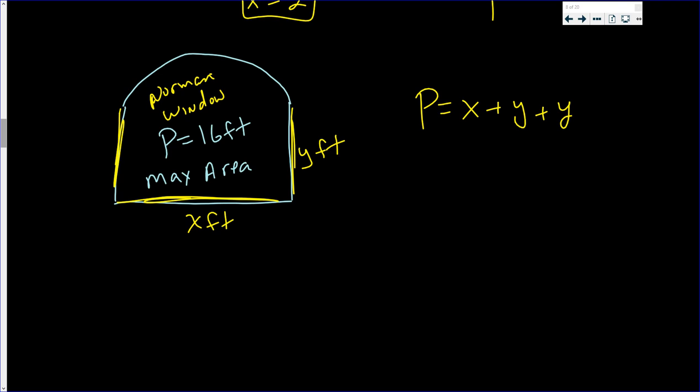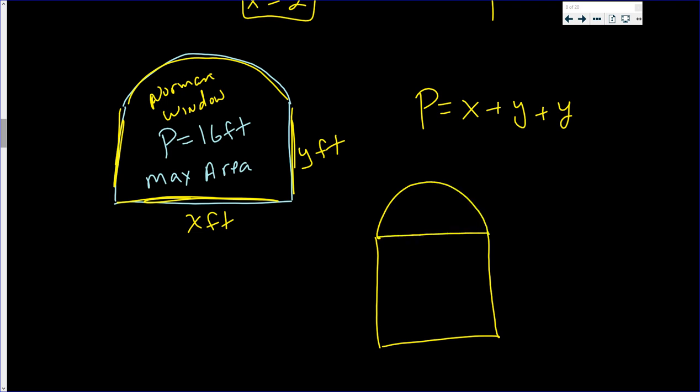Now we want to know how much this is. Let us draw it a little bit differently. Let us draw this line. That line is not part of the Norman window, so it's not going to be part of the perimeter. If this is X feet, then this line here, which is now in blue, is X feet.